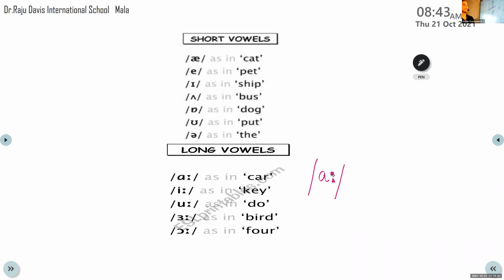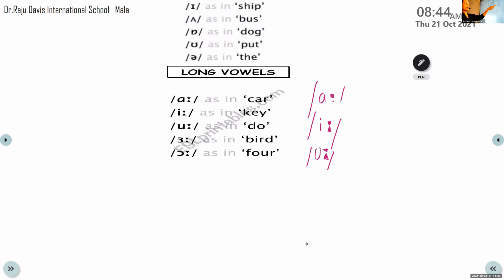Next is e, like the word key, the long e sound. Finding it a bit difficult to draw this triangle. Oo, like the word do. These symbols are easy, right? So, ah, e, oo. Then you have the sound, like the word bird, heard.